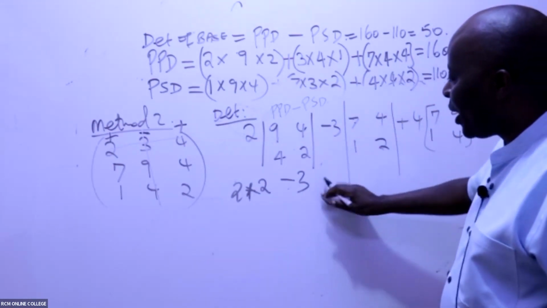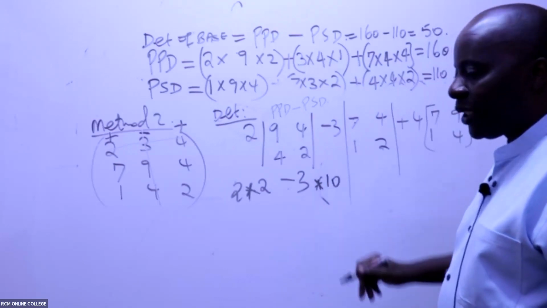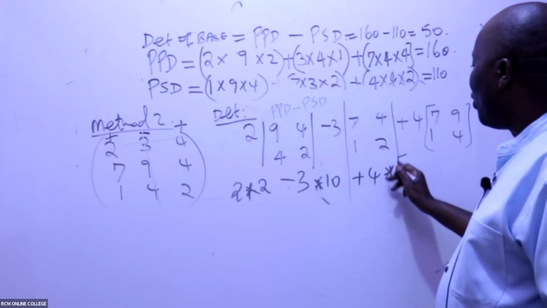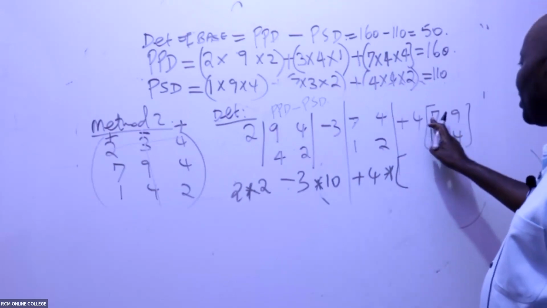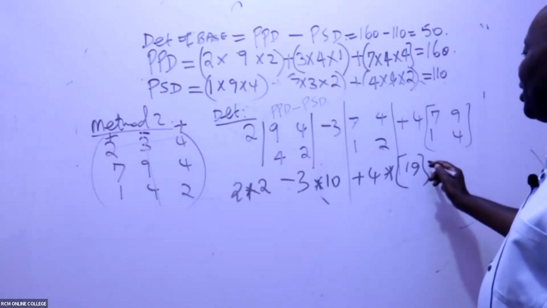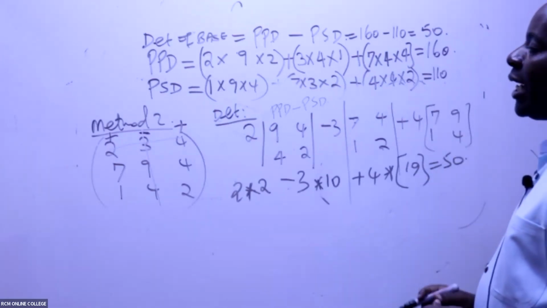So that gives us what figure, somebody here? I remember it was 10, right? Plus 4 times, open brackets here. So 7 times 4 minus 1 times 9, which gave us 19. So then in this case, you will be able to get that determinant as 50.